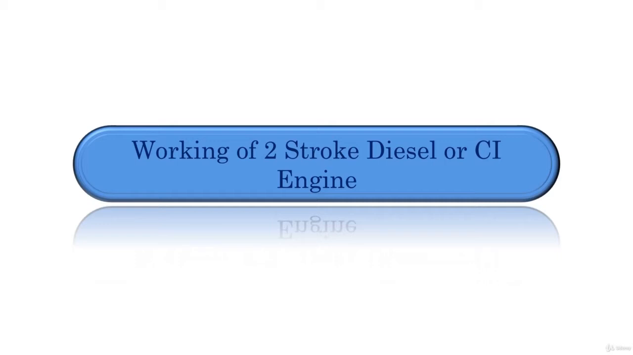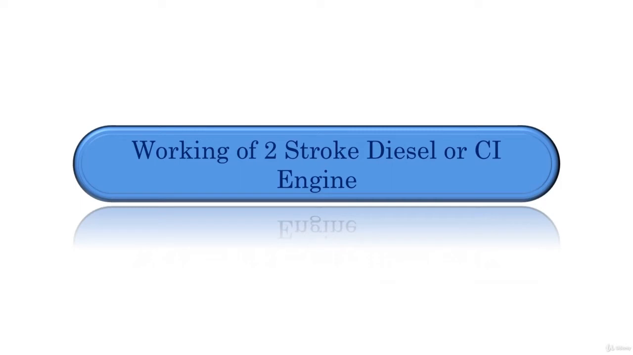In this video we are going to discuss the working principle of the two-stroke diesel or CI engine, that is compression ignition engine. In my previous video we discussed the two-stroke petrol or SI engine, that is spark ignition engine. If you have understood the two-stroke SI engine, it will be very easy to understand the two-stroke CI engine. There are many similarities between the two-stroke SI and CI engine in their construction as well as in their working principle. The differences which they have, we are going to discuss in this video.